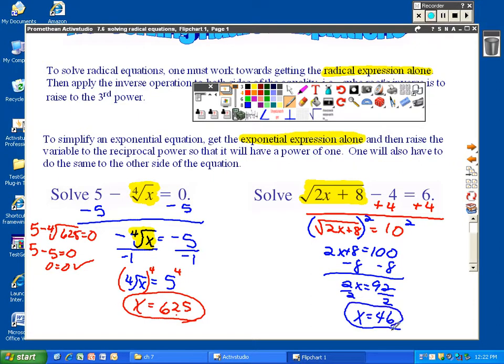We can double check. 2 times 46 is 92, plus 8 is 100. Square root of 100 minus 4 equals 6. 10 minus 4 equals 6. 6 equals 6. Checks out. So I know 46 is the correct answer.